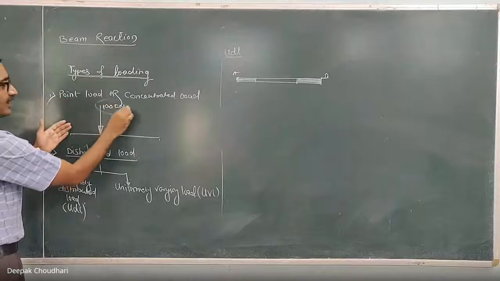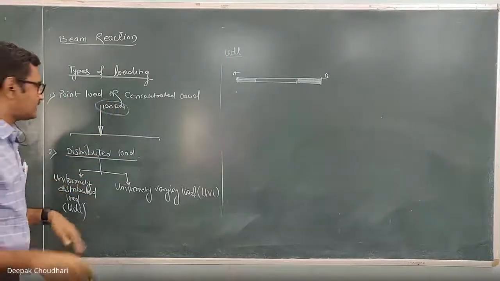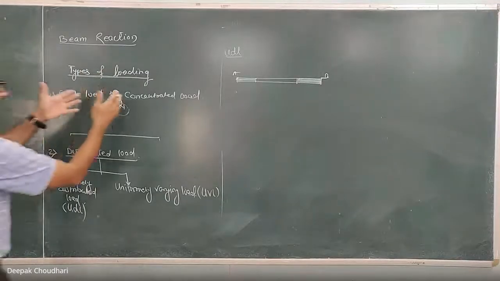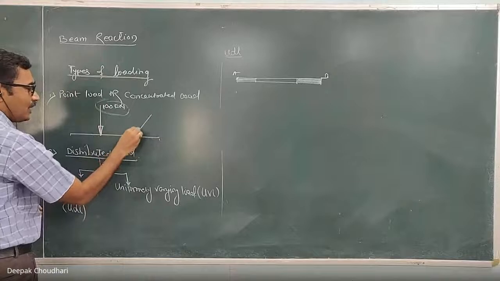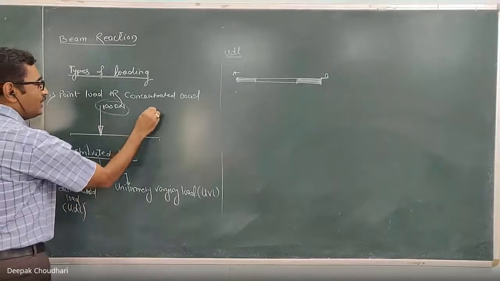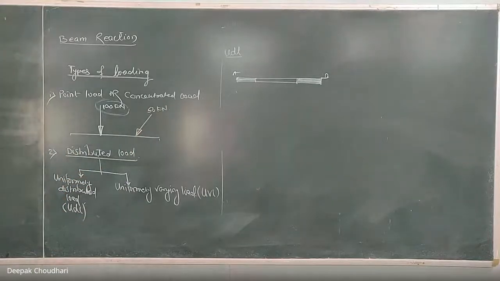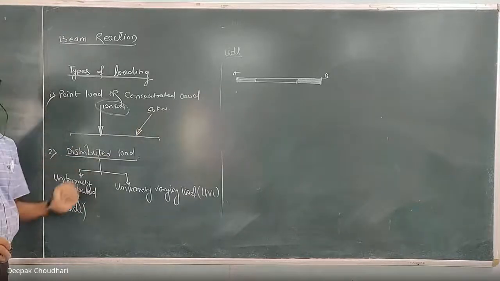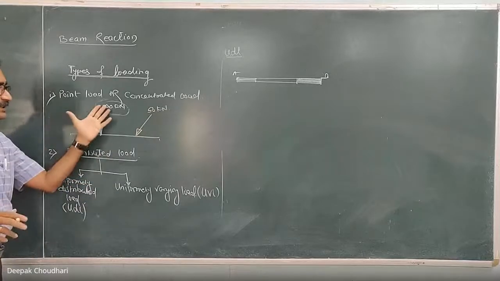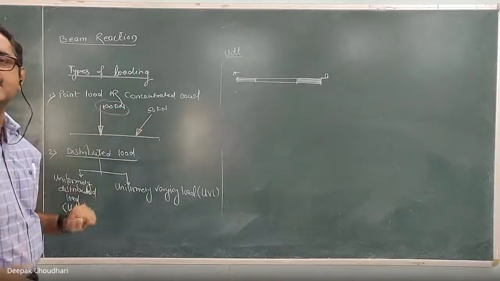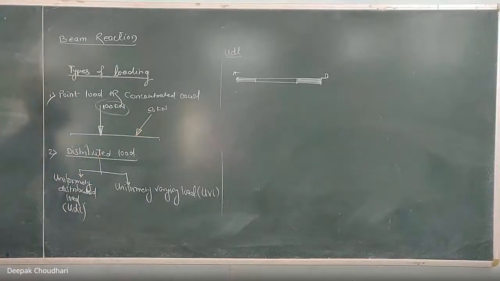Suppose this is a 100 kilonewton load. Load means nothing but a force. So when the effect of the entire load is concentrated at one point, then this is known as a point load or the concentrated load. Till now, the loads or forces we have considered are all point loads or concentrated loads. The second type of load which is used on the beam is the distributed load. The name itself indicates that this load is not concentrated at one point, but its effect is distributed over some length. That's why it is known as a distributed load.